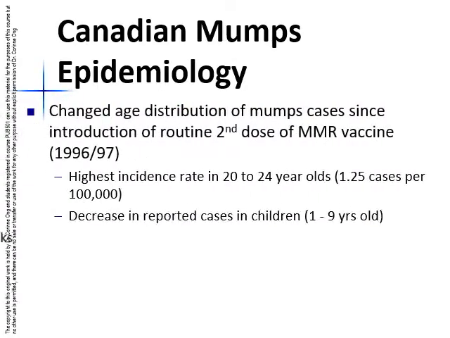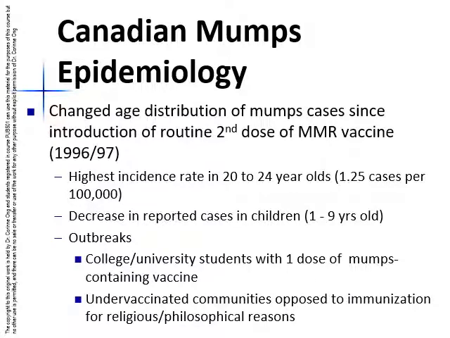Since the introduction of the routine second dose of the MMR vaccine, there has been a change in the age distribution of mumps cases. The highest incidence rate was in 20 to 24-year-olds, and there was a decrease in reported cases in children under the age of 10. Most of the outbreaks were associated with college or university students who only had one dose of the mumps-containing vaccine, and under-vaccinated communities opposed to immunization for religious or philosophical reasons.